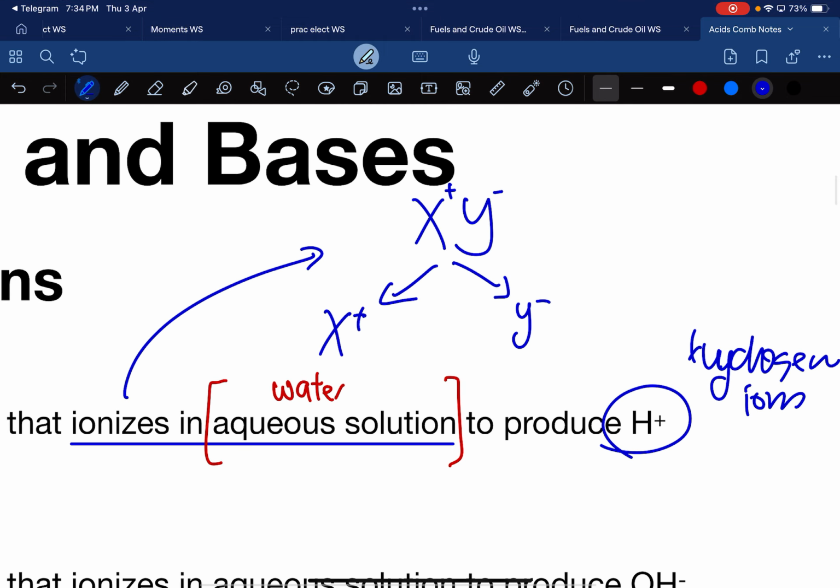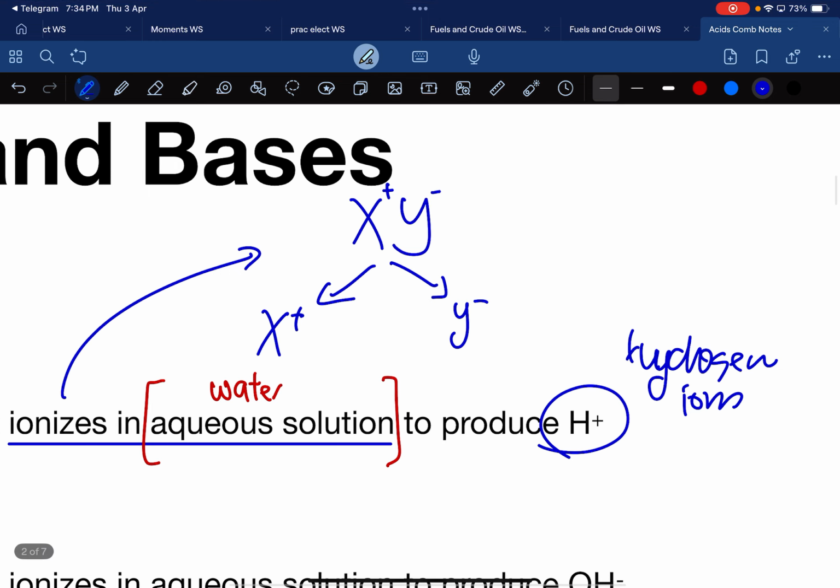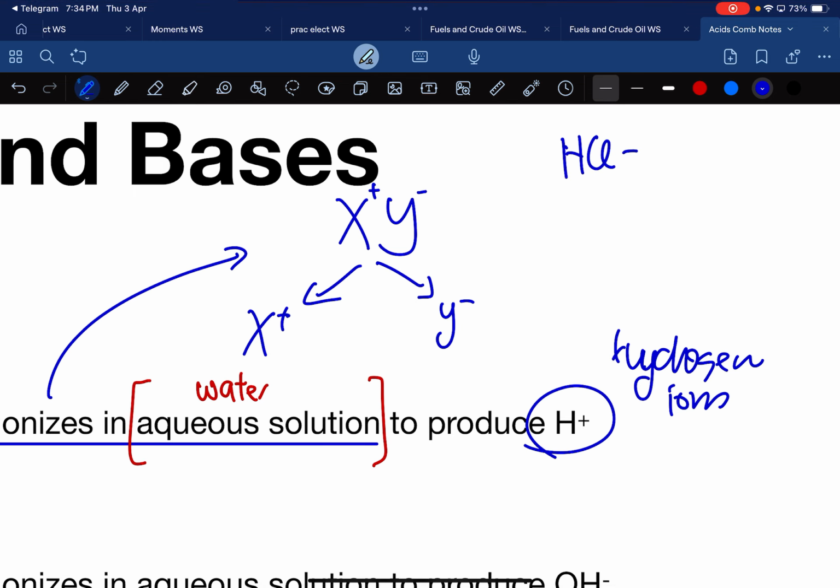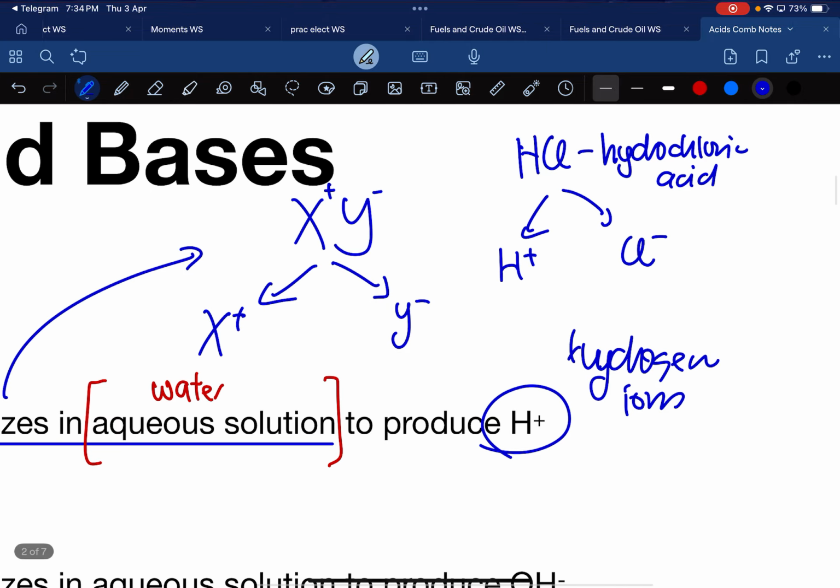Now in this case, your X plus, how do I know it's an acid? It is if the X, the positive ion, its identity is hydrogen. What's an example? Hydrochloric acid. Your hydrochloric acid splits up into H plus and your chloride Cl minus ion. Following so far?